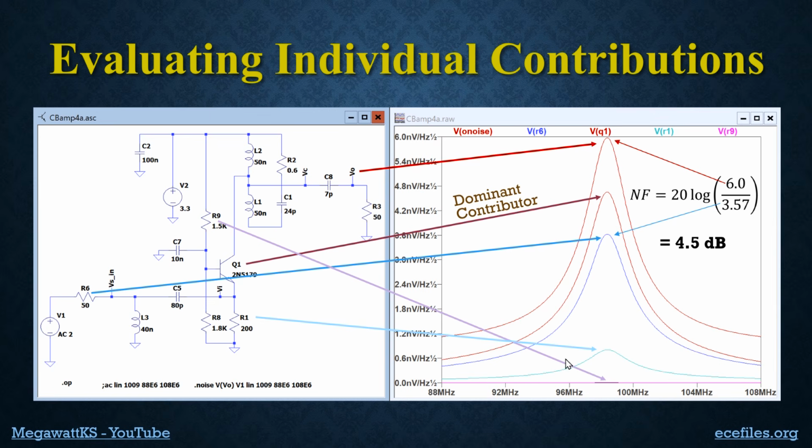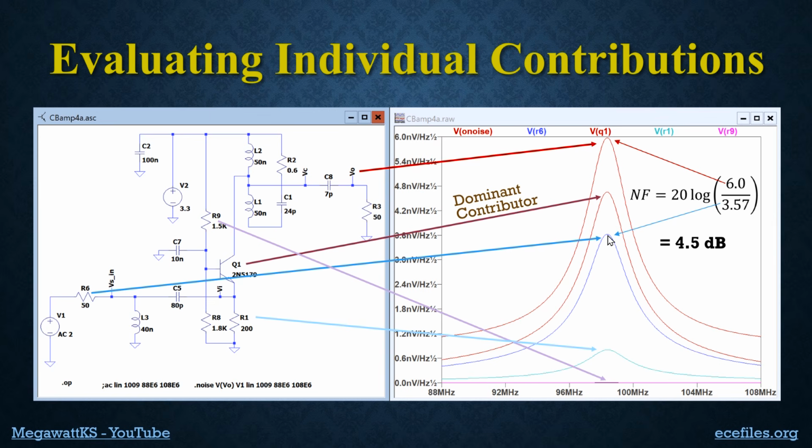When I clicked on it, I got this line here, and it's about 1 nanovolt per square root hertz. If you square that and compare it to 3.6 squared, 3.6 squared is an order of magnitude bigger than that. So this is pretty negligible. But what's this one? Well, that is coming from the transistor, which we reasoned in our analysis was probably what was going to happen, and indeed it does.